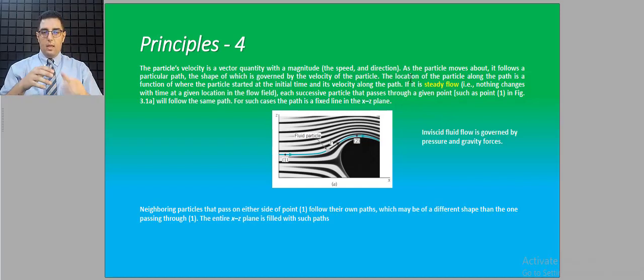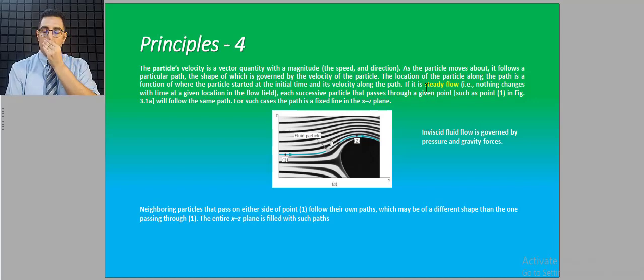When the particle moves, it follows a particular path, which is a shape that is governed by the velocity of the particle. So when a particle is moving like this, the shape of that is going to be governed by its velocity. As the velocity changes, the shape changes. The location of the particle along the path is a function of the starting point at the initial time, and also its velocity along the path. So when we have a particle here, as it starts from the initial time, the position relates to the distance from here, and also the velocity of that.